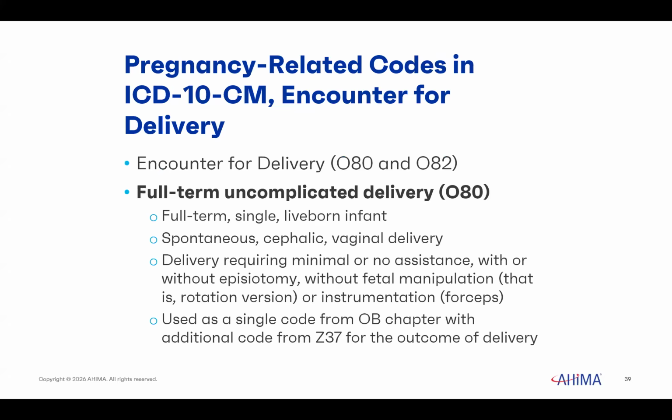And again, another thing that is confusing to some people is the encounter for an uncomplicated delivery. An uncomplicated full-term delivery means that we have a full term, in other words, 40-week gestation, single live born infant. It's a spontaneous cephalic vaginal delivery, and it's a delivery requiring minimal or no assistance, with or without episiotomy, without fetal manipulation or any instruments such as forceps. We use a single code from the OB chapter with an outcome of delivery code of Z37.